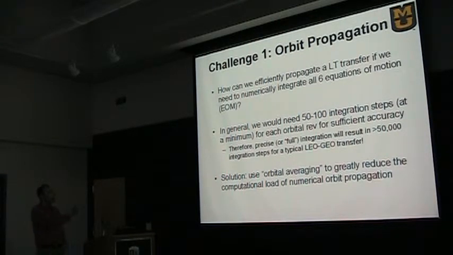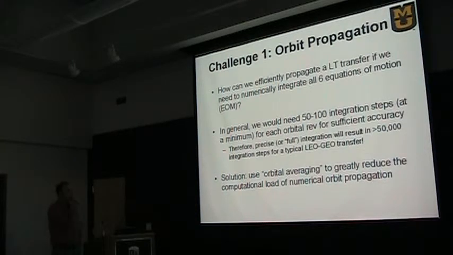All right, so the first challenge, how do I even calculate the orbit? Well, maybe I should back up a little bit. I have to numerically integrate these equations. In general, you need 50 to 100 integration steps for each revolution. Well, I said there's thousands of revolutions. That's why there's 50,000 integration steps, because I can't accurately propagate the trajectory all the way around a circle without 50 to 100 integration steps.